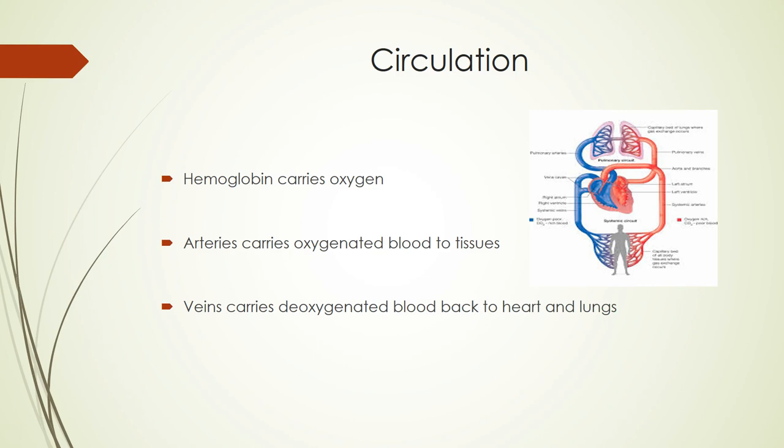All right, so as far as circulation in the respiratory system, hemoglobin carries oxygen, which you guys know. The arteries carry oxygenated blood to the tissues, and veins carry deoxygenated blood back to the heart and the lungs. And that's pretty simple. I just threw this in there to remind you how that all works.